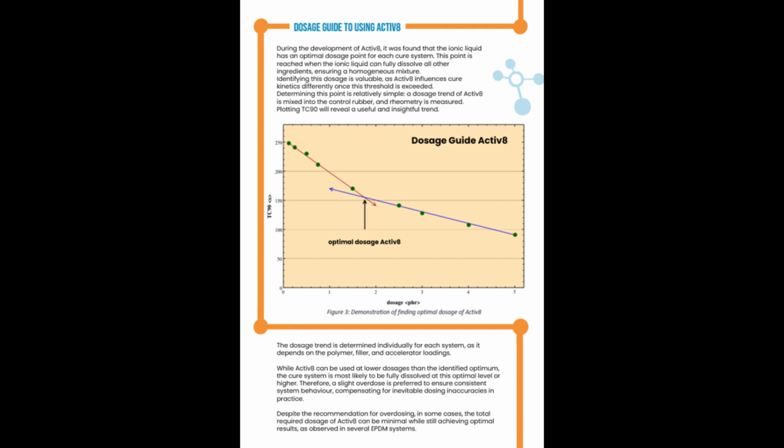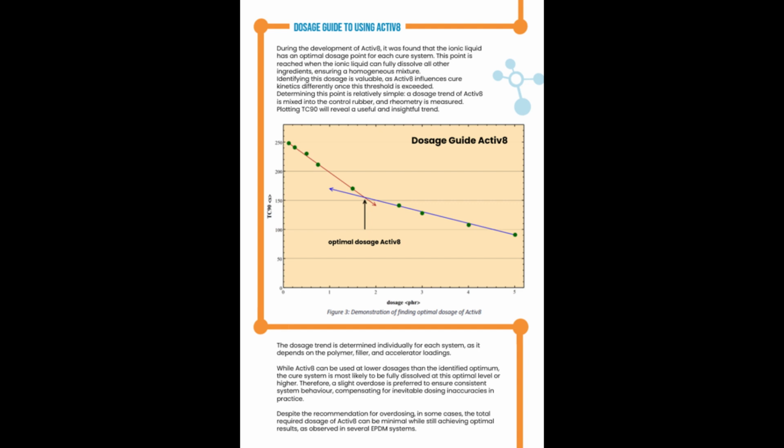Identifying the dosage is valuable as Activ8 influences cure kinetics differently once the threshold is exceeded. Determining this point is relatively simple. A dosage trend of Activ8 is mixed into the control rubber and rheometry is measured. Plotting TC90 will reveal a useful and insightful trend.